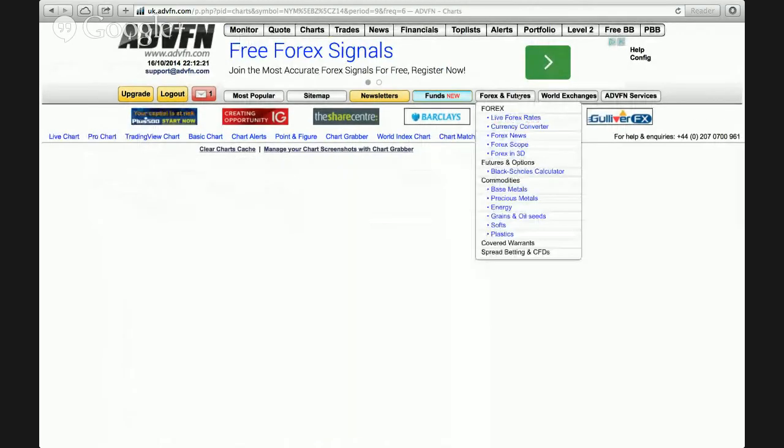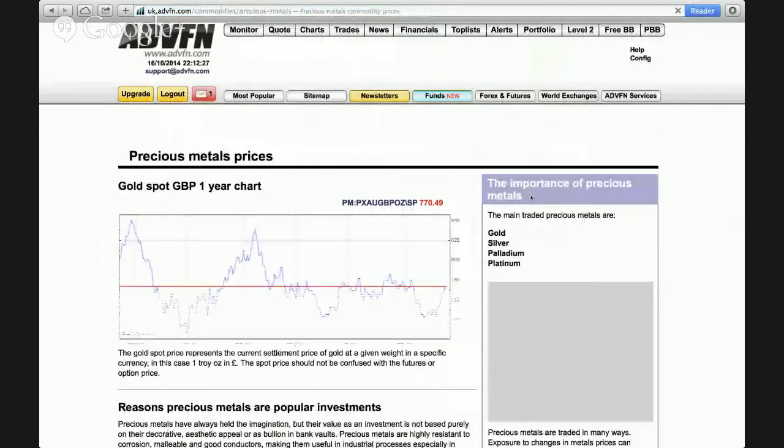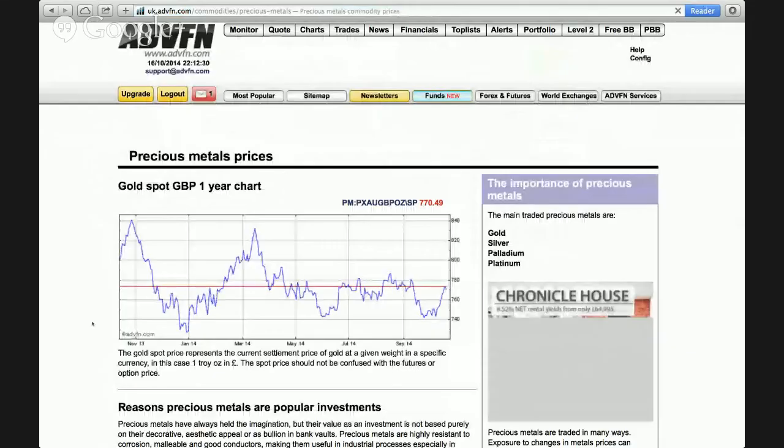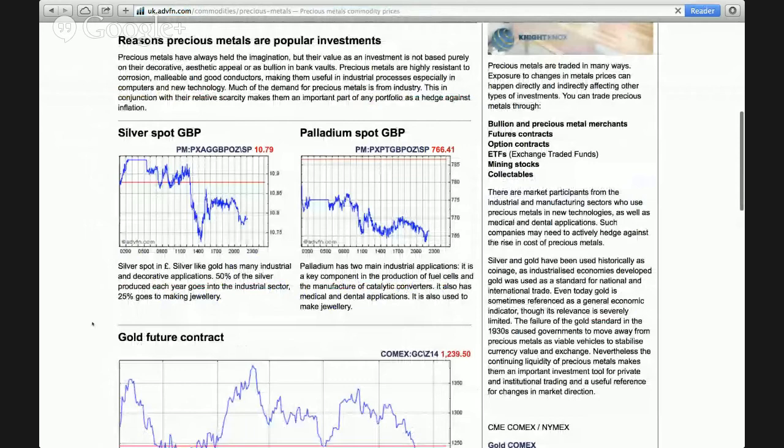Maybe we'll take a look at metals, precious metals. We'll take a look at gold, if you don't mind hanging on for another little bit. Okay, take a look at gold and see what's catching our eye on this one.